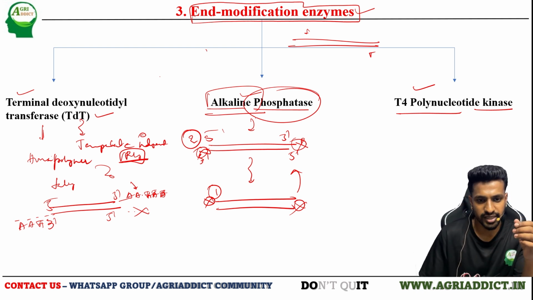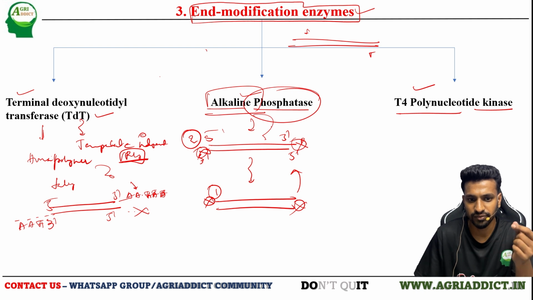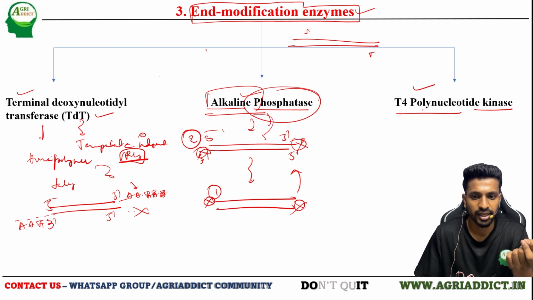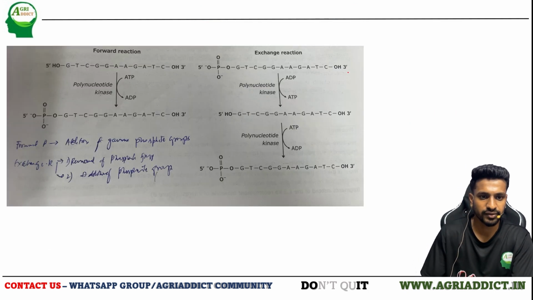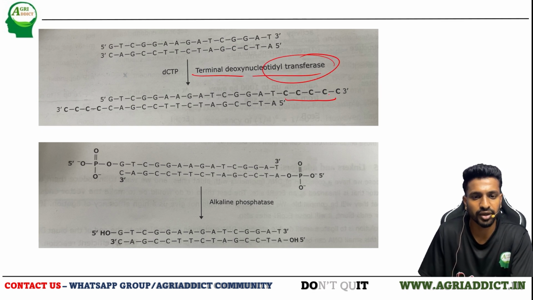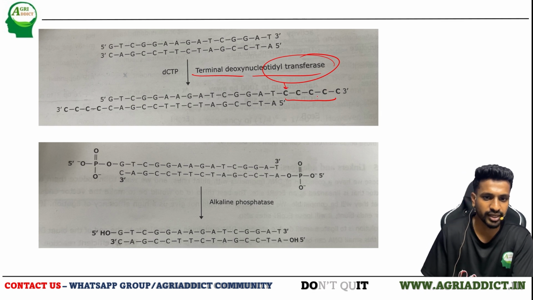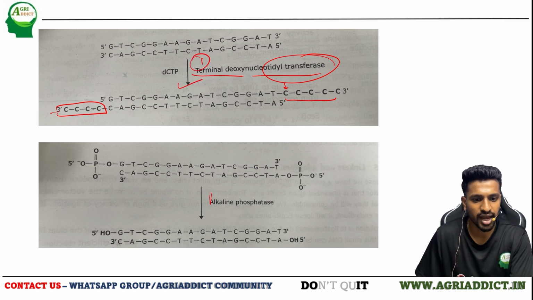If I use this enzyme, then this ligation process can be stopped. So this is the consequence of using the alkaline phosphatase. Next we have T4 polynucleotide kinase, which is, see, this is terminal deoxynucleotide transferase. Here you can see that a single type of nucleotide is being added at both the ends, at the 3' ends, in both directions, in both the strands. So this was about terminal deoxynucleotide transferase. And the second one, the alkaline phosphatase.